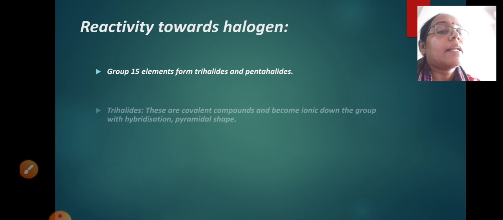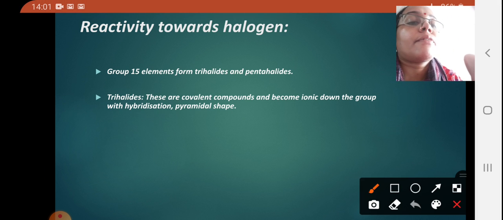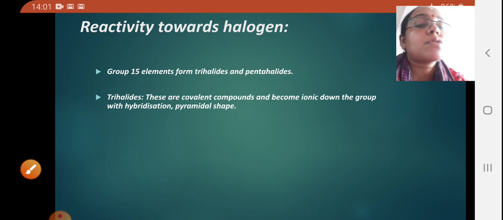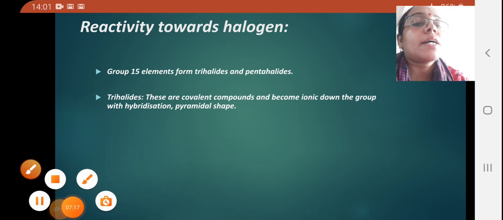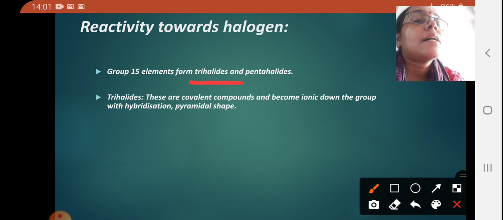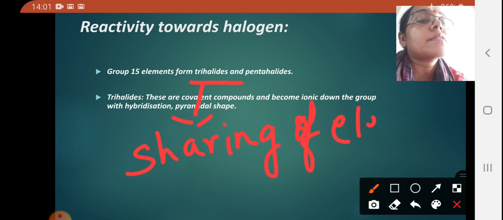Now trihalides are covalent compounds and become ionic down the group, with sp3 hybridization and pyramidal shape. Covalent compounds means those which are formed by the sharing of electrons. So these trihalides are formed by sharing of electrons.